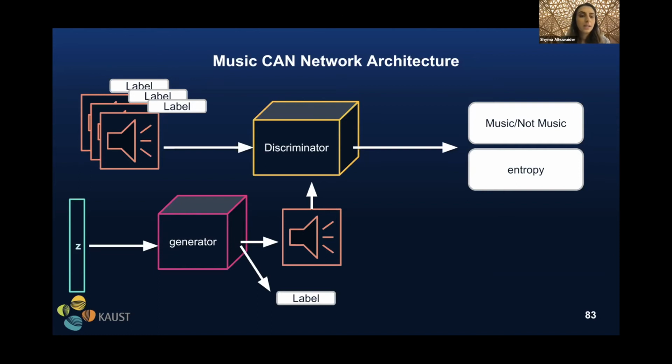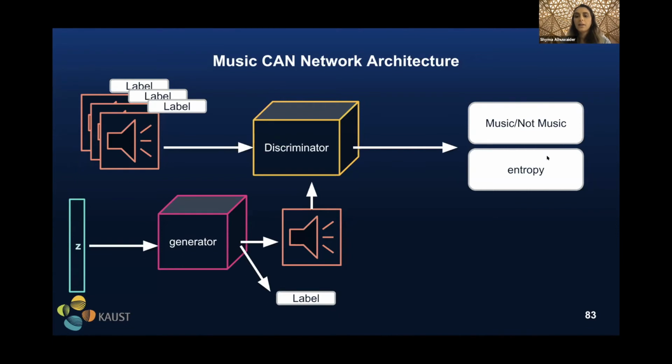What you have is a Z vector that is random, passed to the generator. The generator generates a musical piece, or a music file, and a label. The discriminator always gets as an input a musical file and a label, whether it was coming from the generator or from your dataset. The discriminator then tries to figure out whether this is a real musical piece or a generated musical piece. So here we have your regular GAN loss.